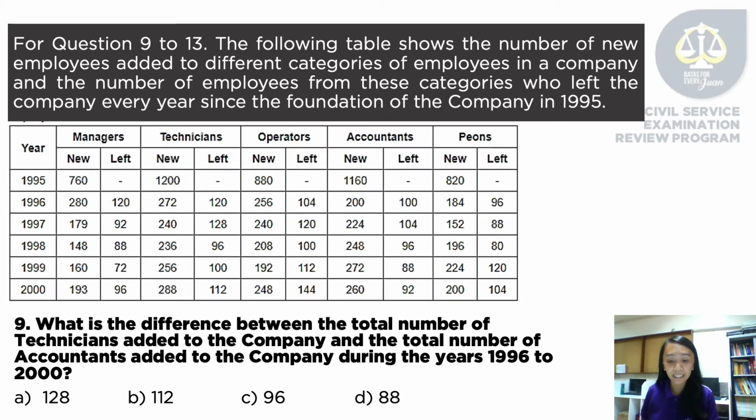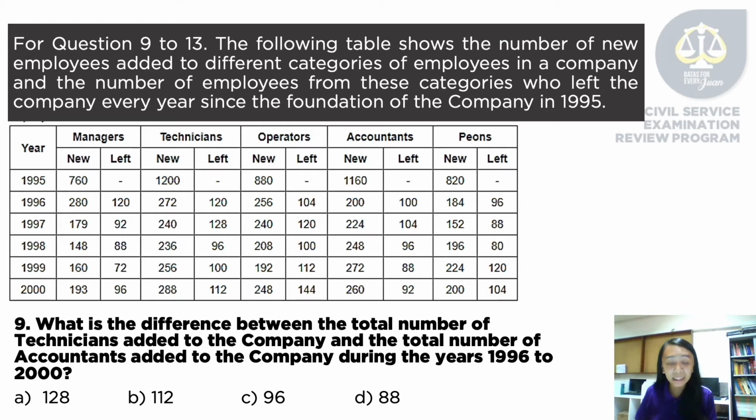Okay, question number 9. Okay, what is the difference daw po between the total number of technicians added to the company and the total number of accountants added to the company during the years from 1996 to 2000. So basically, we are comparing the total number of employees doon sa technicians at saka total number of employees na mga accountants. Okay? So how do we answer this? How do we answer this question?